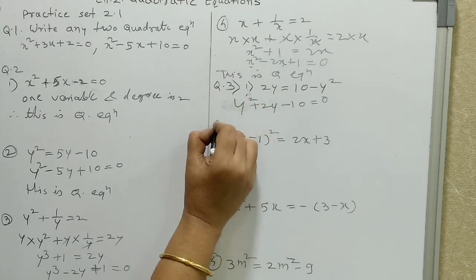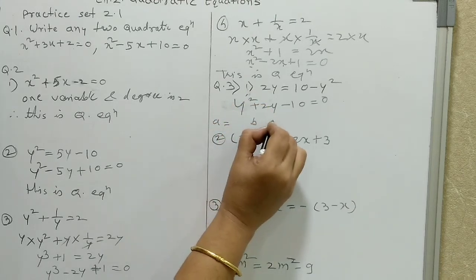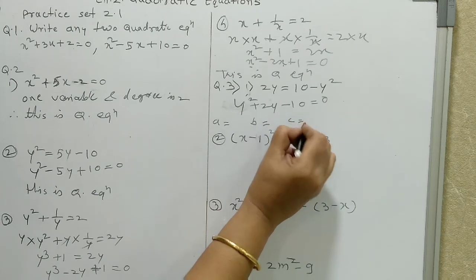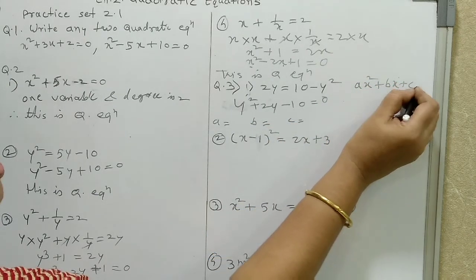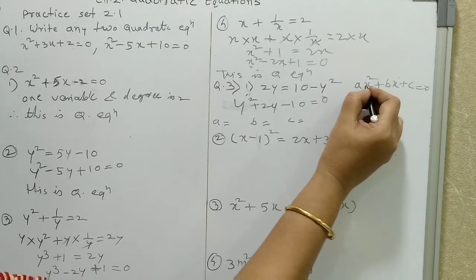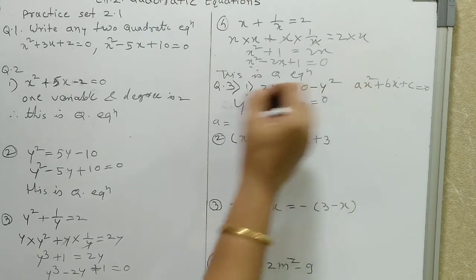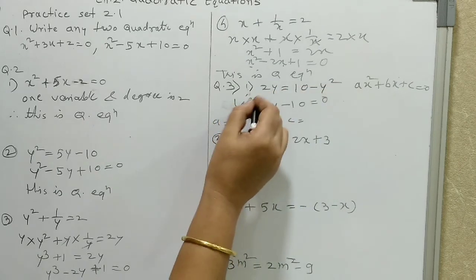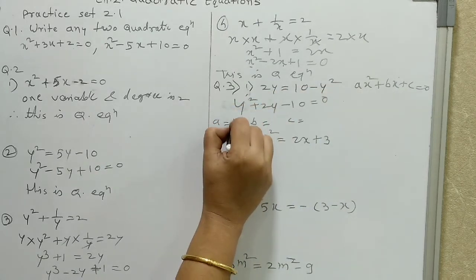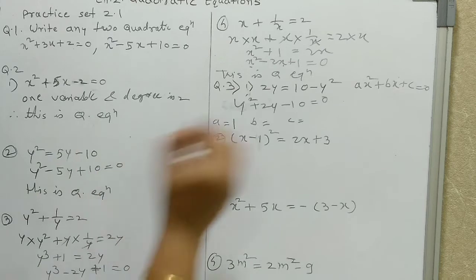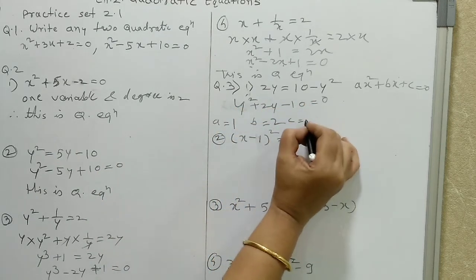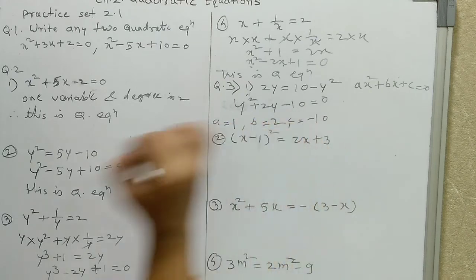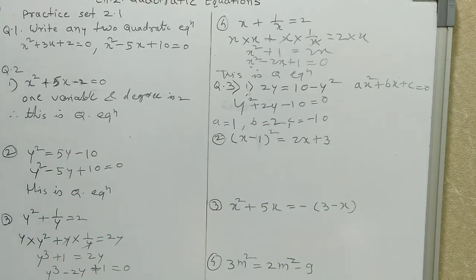Now what are the values of a, b and c? So our standard form is ax square plus bx plus c equal to 0. So here the coefficient of x square is a. So the value of a becomes 1 in this equation. So the value of b becomes 2 and the value of c becomes minus 10.